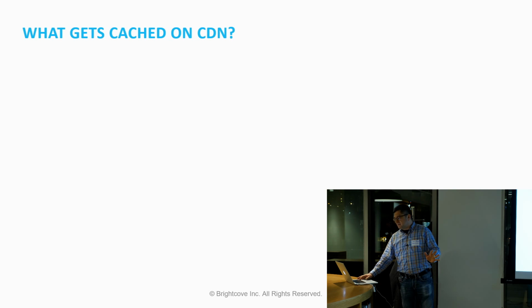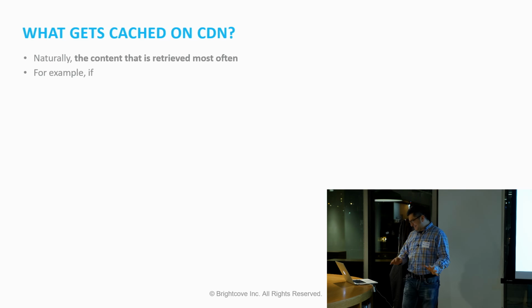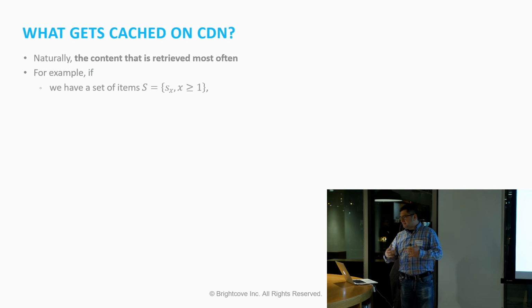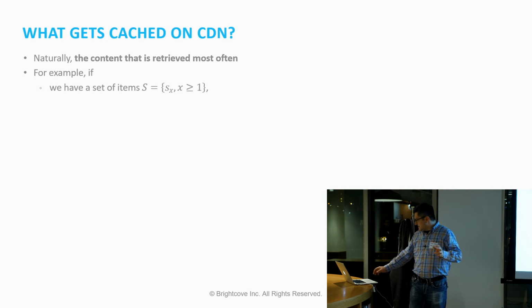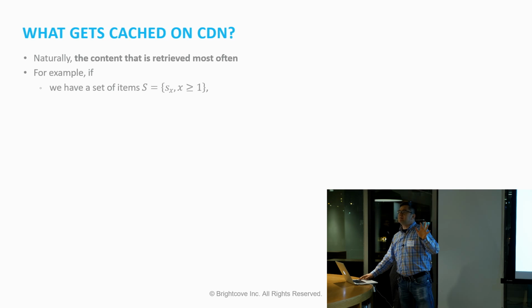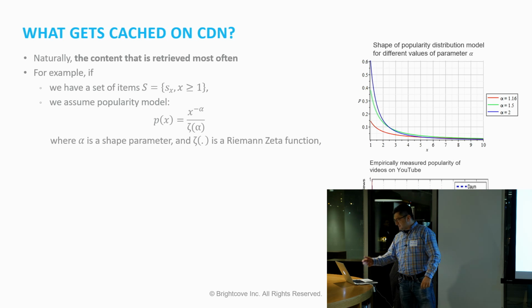Now there is going to be some mathematics. I warned you about this before, but it's actually fairly simple. And there's more pizza. So let's try to figure out what's going to get cached in the CDN. Let's consider, for example, that we have just a set of items. I call them S_X, just items. It could be segments, it could be video items, it doesn't matter. From a mathematical standpoint, it's just elements of a set. And we have some popularity model associated with this.